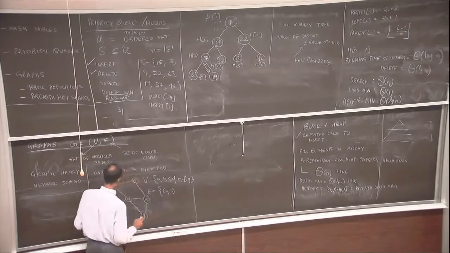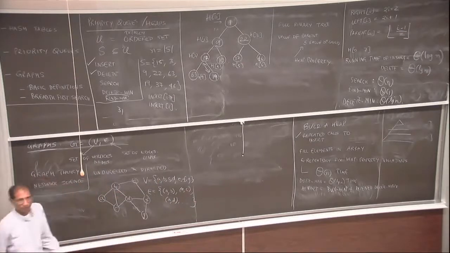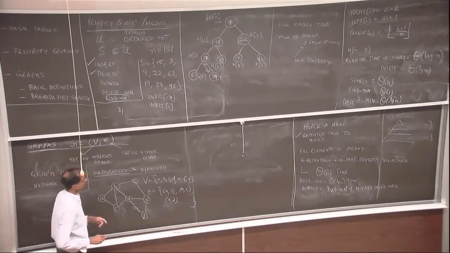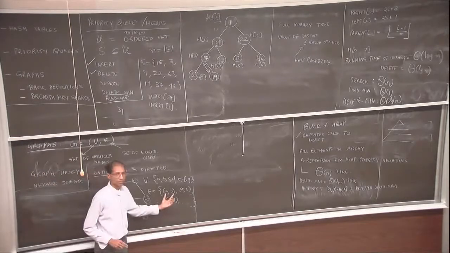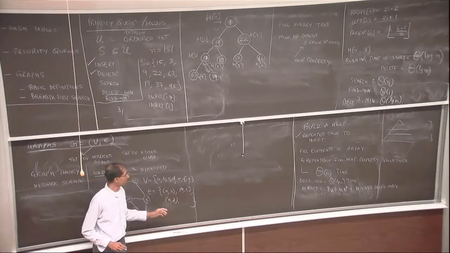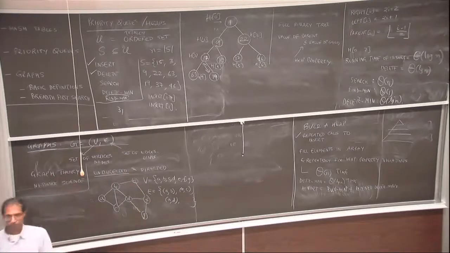ED, AC, ED. So this is an example of an undirected graph. In a directed graph, the edge would have a certain meaning, that it is going from the first element to the second element. In an undirected graph, the edges could be thought of as unordered pairs of vertices.